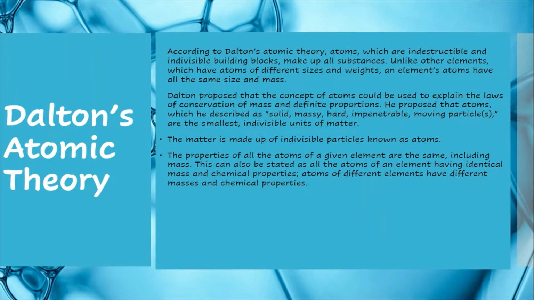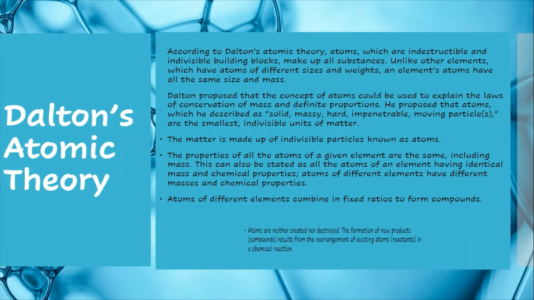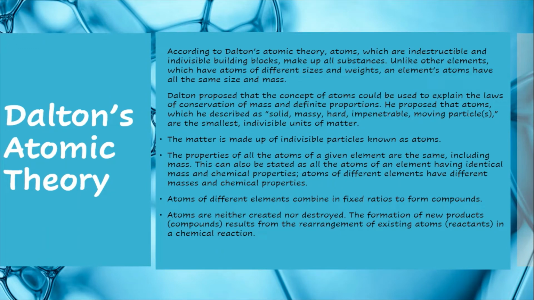The properties of all atoms of a given element are the same, including mass. This can also be stated as all the atoms of an element having identical mass and chemical properties. Atoms of different elements have different masses and chemical properties. Atoms of different elements combine in fixed ratios to form compounds. Atoms are neither created nor destroyed. The formation of a new compound results from the rearrangement of existing atoms, which are the reactants in a chemical reaction. Their relative number and kinds of atoms are constant in a given compound.